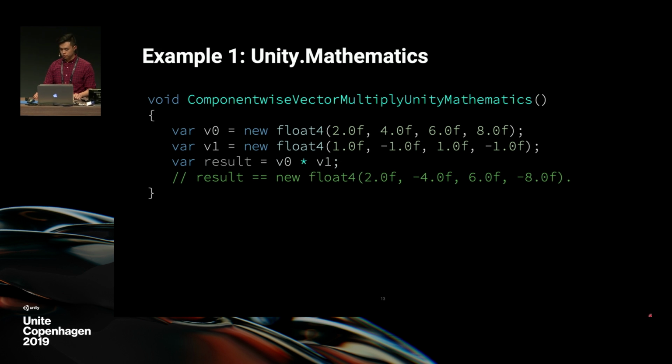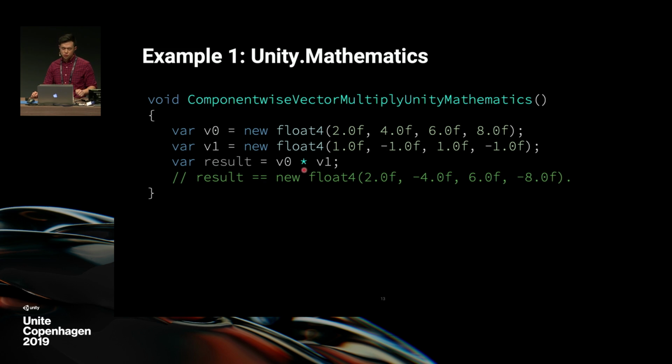Unity.Mathematics is very similar. Instead of creating Vector4s with Vector4, you now say new float4. That is the Unity.Mathematics type for a 4-dimensional vector. And the constructors are basically the same. You just use the new type name. But the main difference here is that instead of calling a specific function, you just call operator multiply.